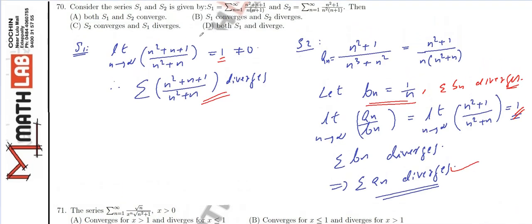Both S1 and S2 diverge. D is the correct option. All right.